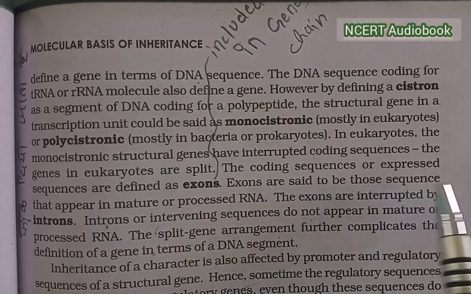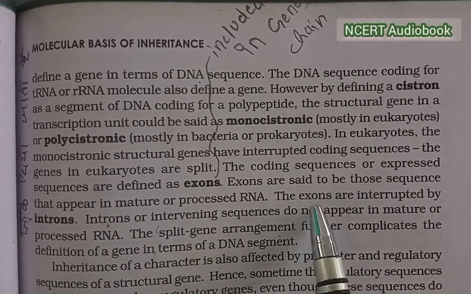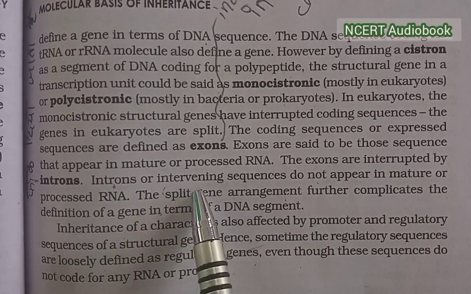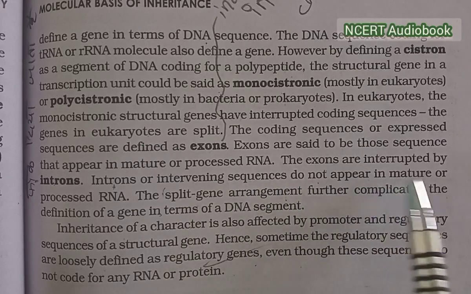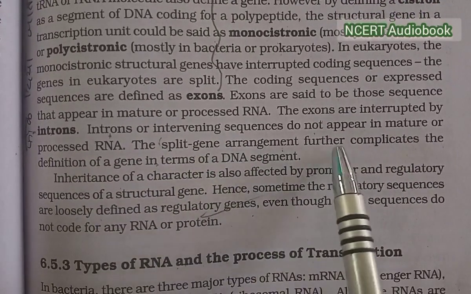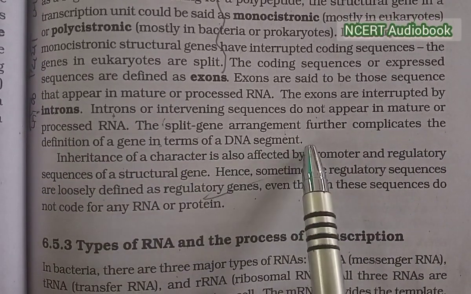Exons are those sequences that appear in the mature and processed RNA. Exons are interrupted by the introns. Introns, or intervening sequences, do not appear in mature or processed RNA. The split gene arrangement further complicates the definition of the gene in terms of the DNA segment.